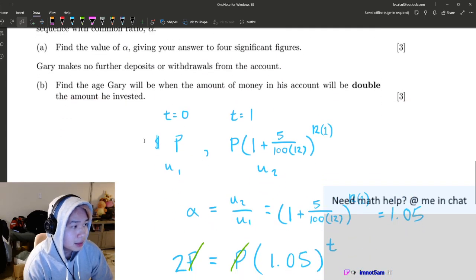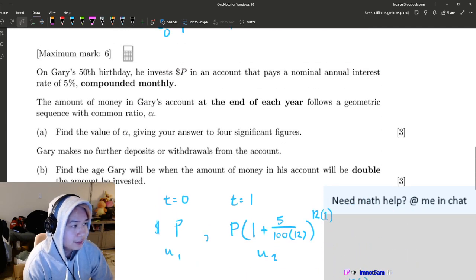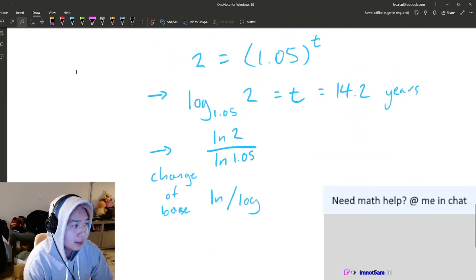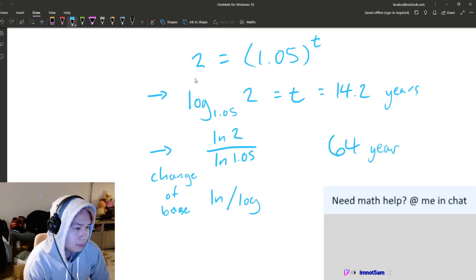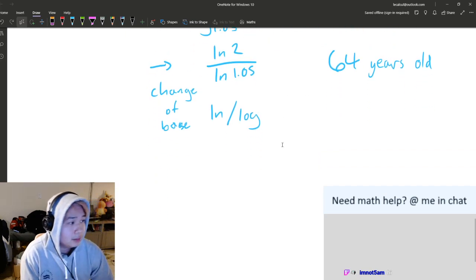And then let me just double check that's what the question wants. We want to find his age. So on his 50th birthday is when he started investing, and then he's going to get it 14.2 years later. So when he's 64. Yeah, that sounds about right.